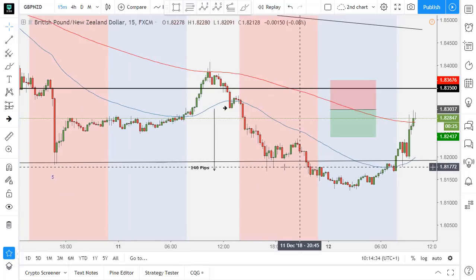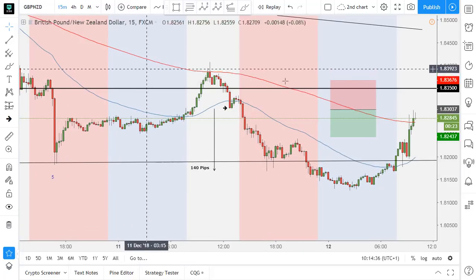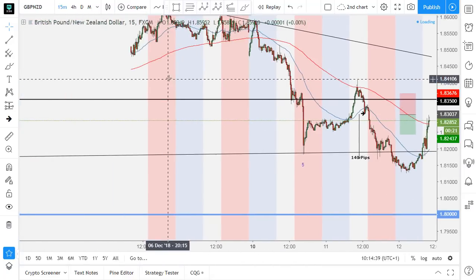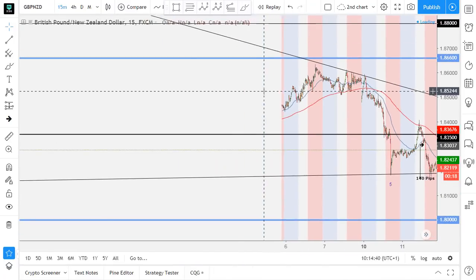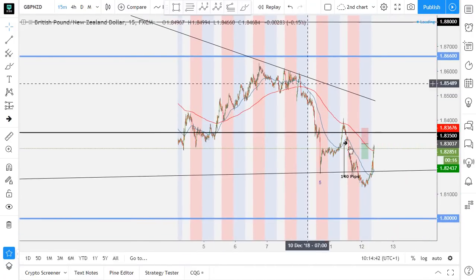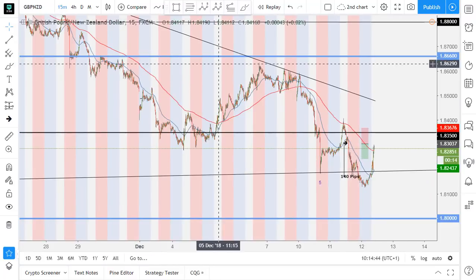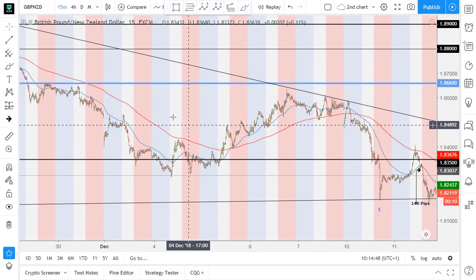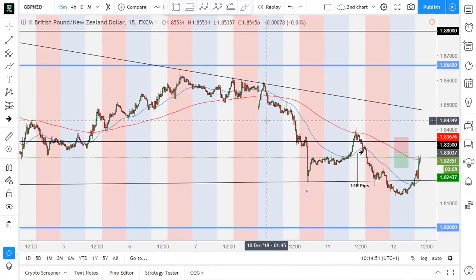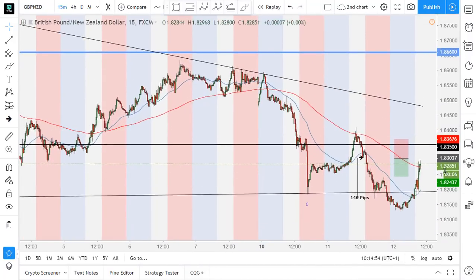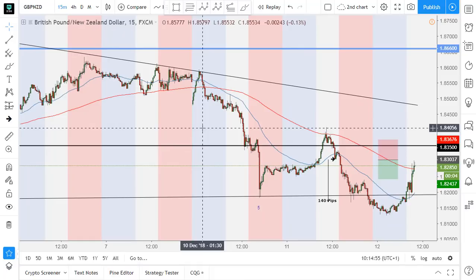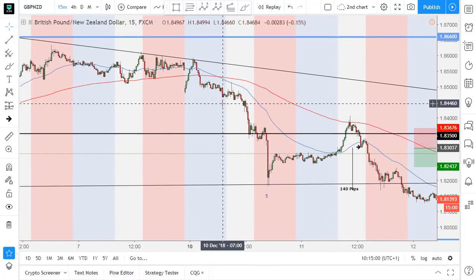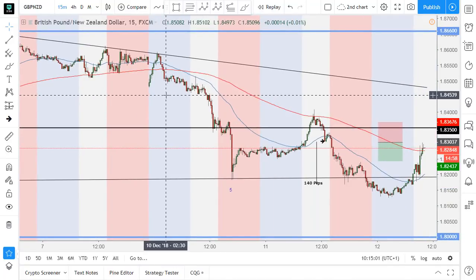So starting out on the pound NZD, as you can see, we have a strong downtrend. It's clear that we've been creating lower lows, lower highs, lower lows, lower highs. So these trends are quite strong. Some of it is due to fundamentals. The Brexit news and everything is affecting the pound heavily, and we've seen that on the price action because the charts and the price show us everything.